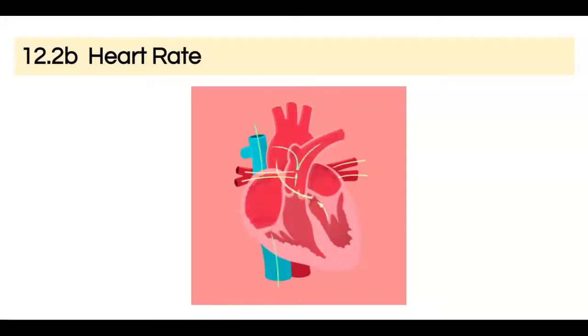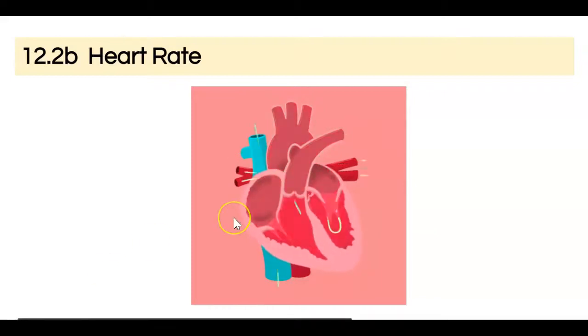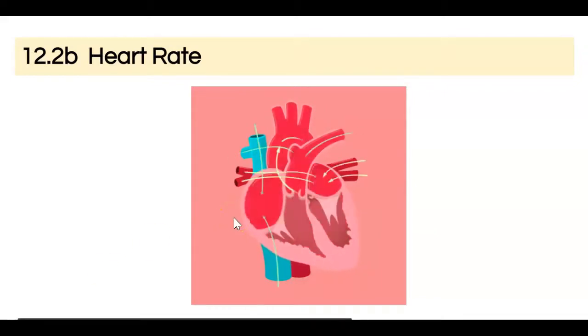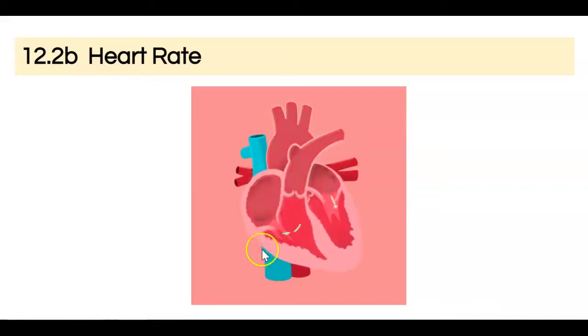So in yesterday's lesson, we learned about the components of the mammalian heart. And so here is a quick animation just to remind you and to give you a starting point for today's lesson, which is heart rate. Looking at this animation, you can easily see that those arrows are trying to demonstrate the directional flow of blood through the heart.